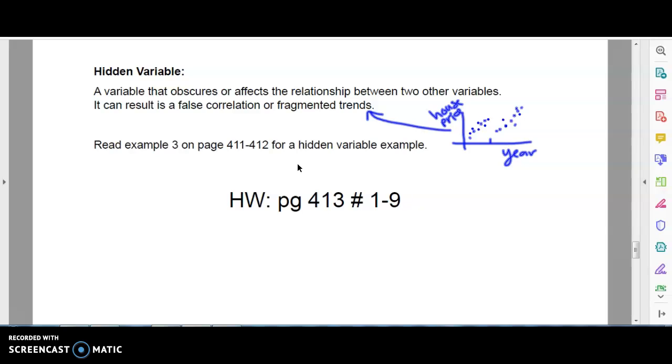So it wouldn't make any sense. You would just see fragmented data, right? And that's what it says here. It can result in a false correlation or fragmented trends. Okay, so in this example in the textbook, we realize why we have what looks like fragmented data: we are told that up until 96, maternity leave was included, and then after 96, maternity leave was not included, and that explains why the absenteeism rate for females decreased. Okay, so we'll leave it there.